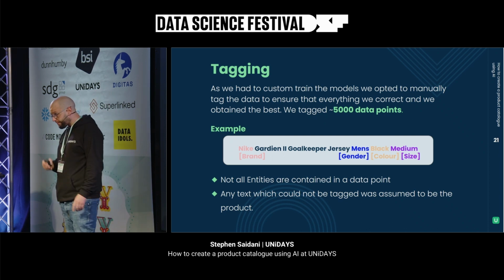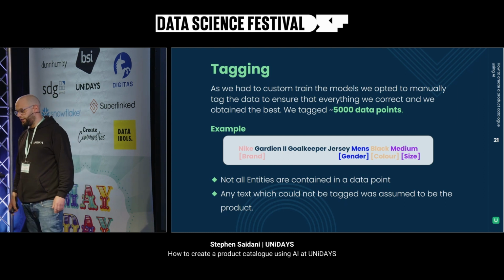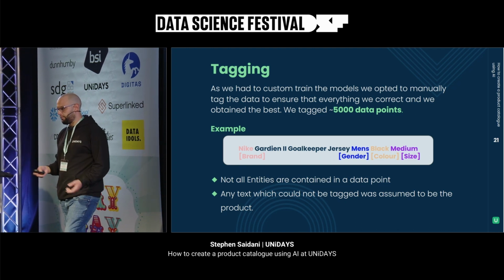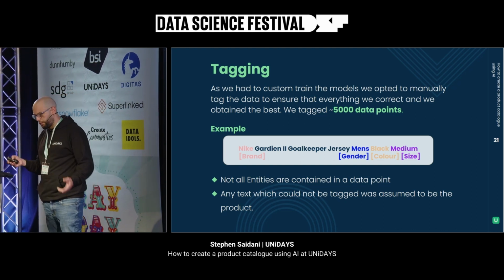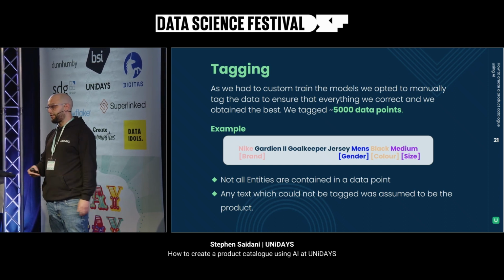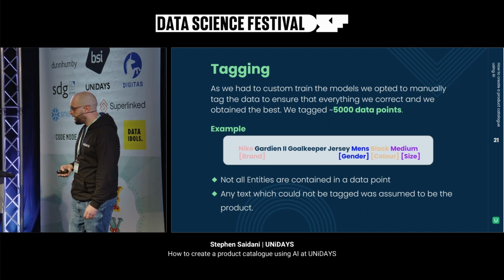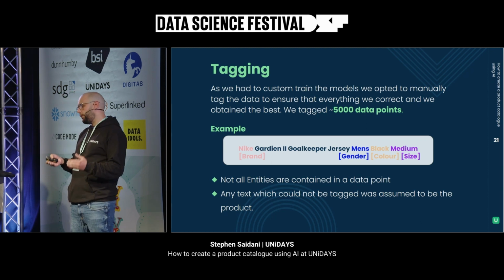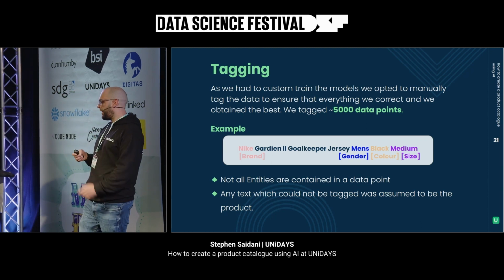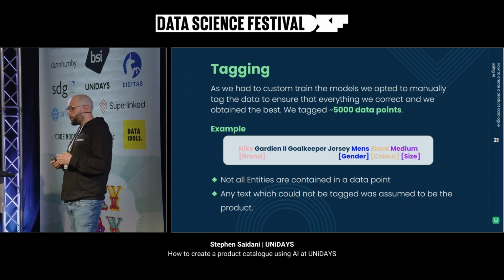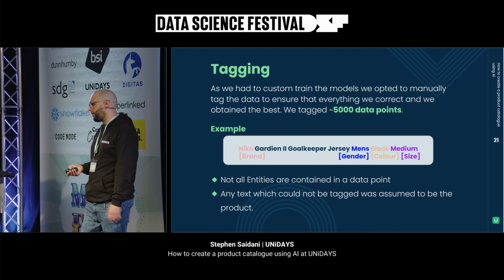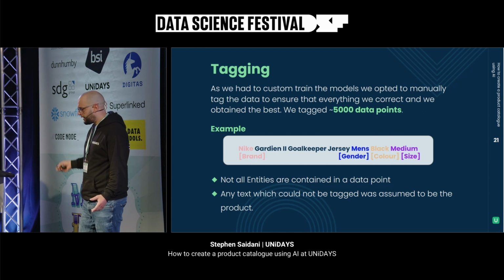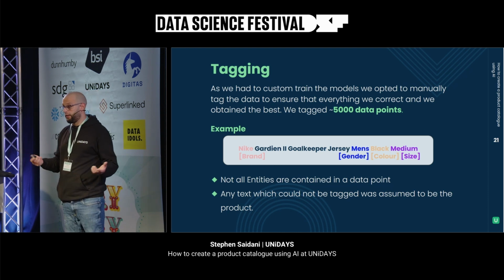So an example here is one of the strings that we've got: Night Guardian 2 goalkeeper jersey, men, black, medium. It's quite difficult to just look at that, but we'd tagged brand, gender, color, and size, and then stored that. Now, we identified 15 entities at the start, and not all of these entities were contained in every data point. Finally, any text that couldn't be tagged was just assumed to be the product itself. So again, in this one it's Guardian 2 goalkeeper jersey. That's the actual product itself, and not some metadata associated with the product.